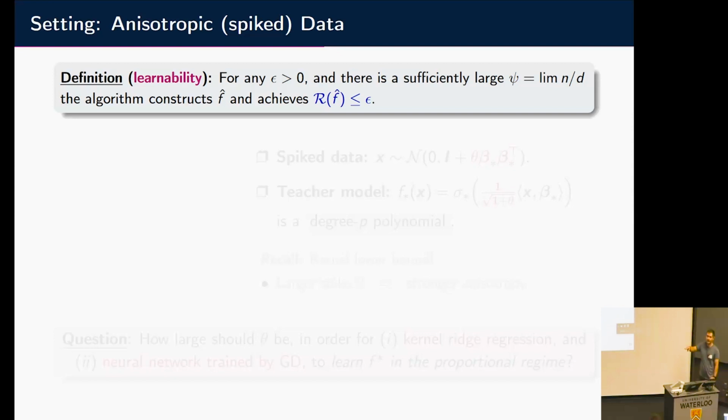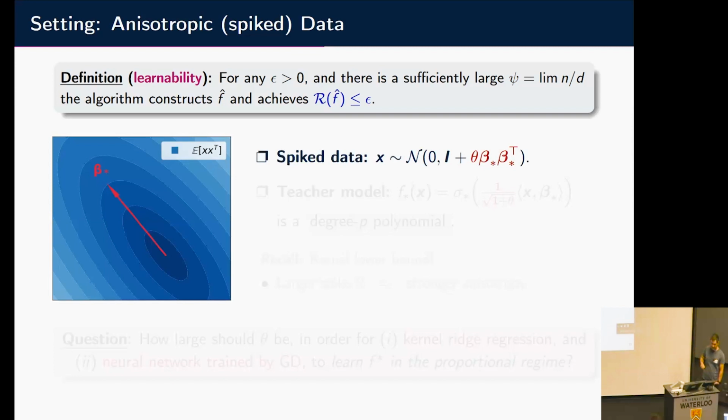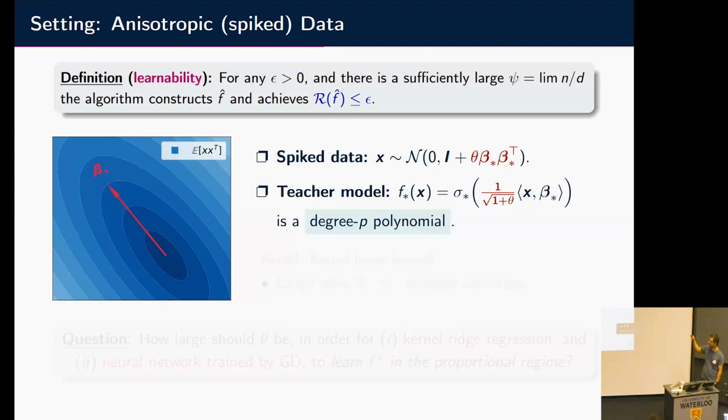Okay, so now I'm going to consider a different covariance structure, where the direction of highest variance aligns perfectly with the target direction beta star. So I have this input coming from a Gaussian with the spike model. And then there's a teacher model, which now has this extra scaling, but you can ignore it. It's just to have a unit norm. And sigma star is going to be a degree P polynomial. So it's adding complexity to the problem.